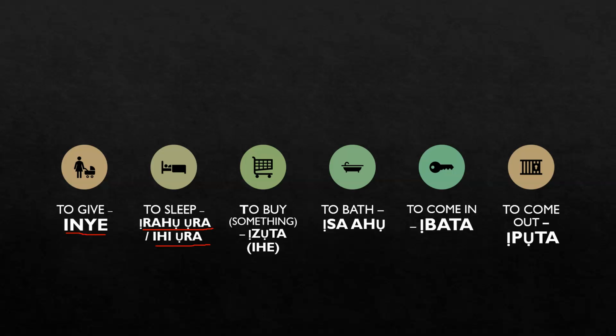To buy something. Izota. Ihe. Something is ihe. To buy. Izota. To bathe. Isa. Aho. Aho is like body. So isa is like wash. That's literally. But to bathe is isa aho.